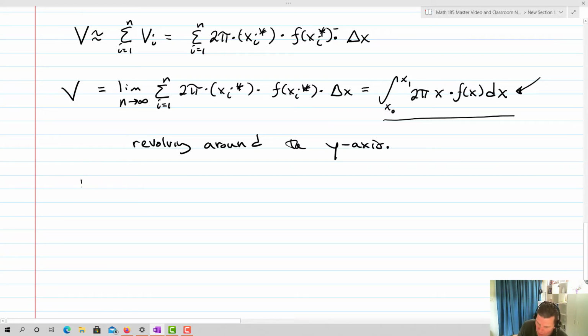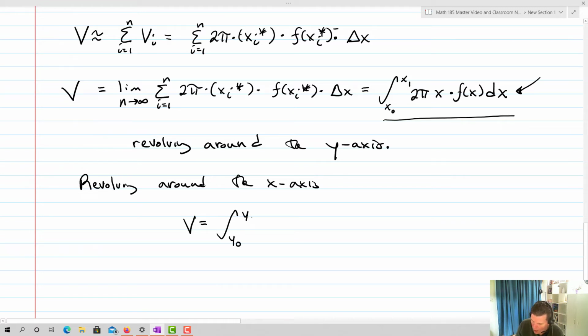So, what if we're revolving around the x-axis? Well, if we revolve around the x-axis, our volume is going to equal the integral from y0 to y1 of 2 pi y times f of y dy. So when we revolve around the x-axis, we're integrating with respect to y, utilizing the function with respect to y, and having our interval with respect to y. So it's the exact opposite of what it is when we're using discs and washers.